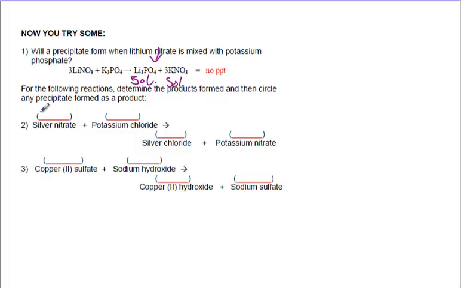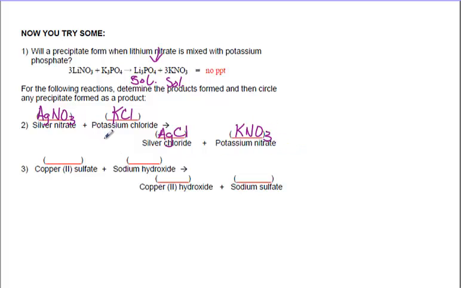All right, so for the following reactions, determine the products that are formed, and then circle any precipitates that are formed as a product. So we're going to have to circle it if it is a precipitate. Let's look. Silver nitrate is AgNO3, and potassium chloride is KCl. Silver chloride is going to be formed with our double replacement reaction. The Ag goes with the Cl. The potassium is going to go with the nitrate, so we have potassium nitrate, KNO3.